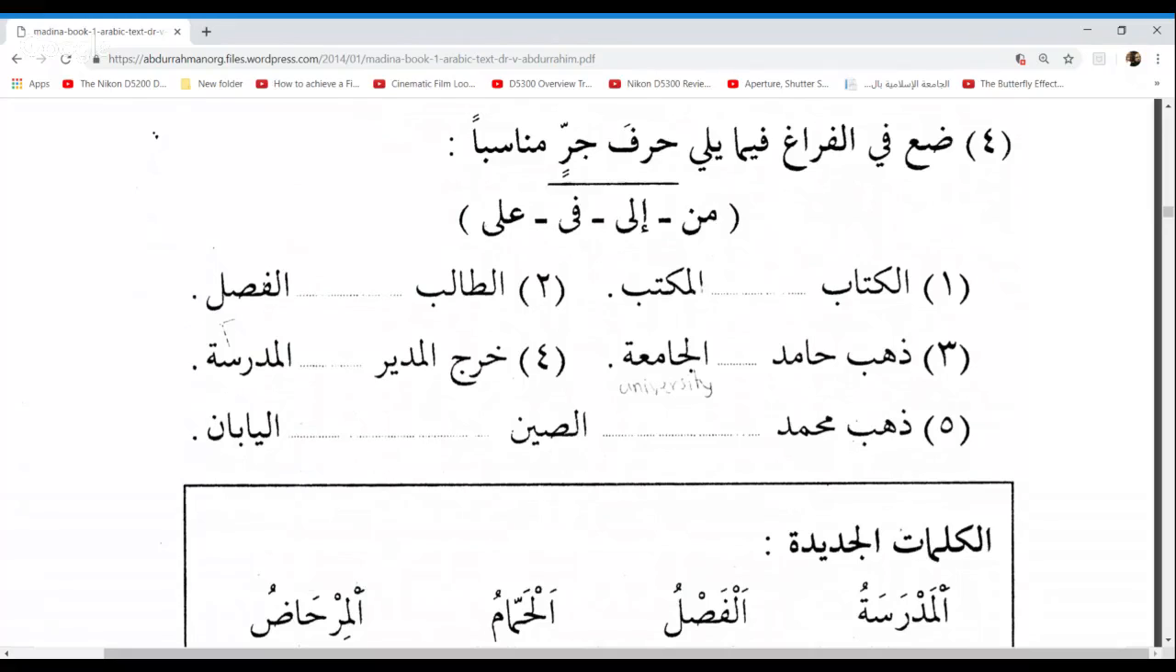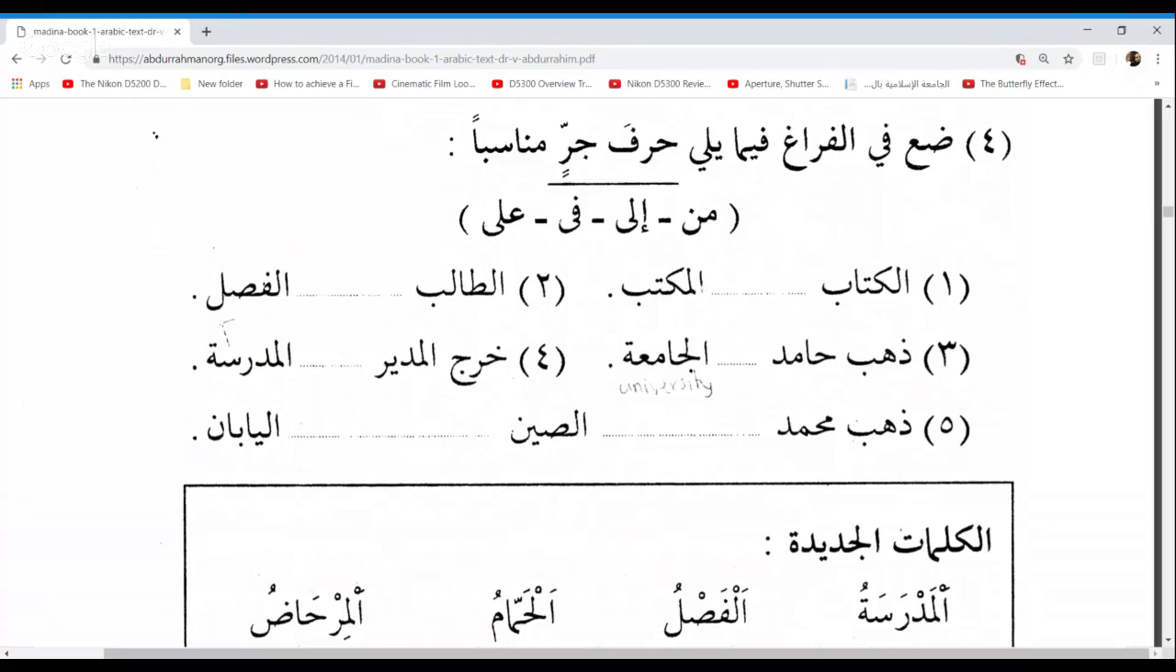Okay, yeah. ذهب محمد من الصين. Okay, so basically here we just have to add min and ila. We could say ذهب محمد من الصين إلى اليابان. So Muhammad went from China to Japan.